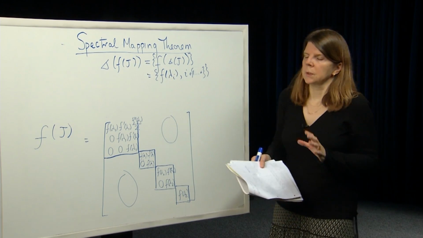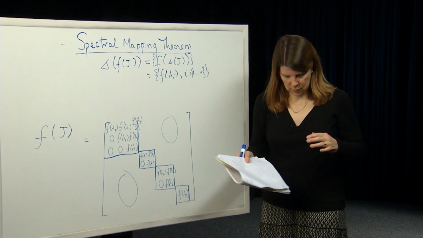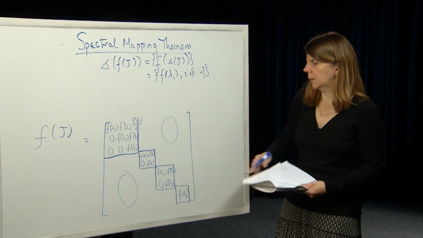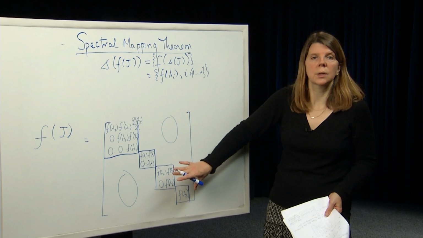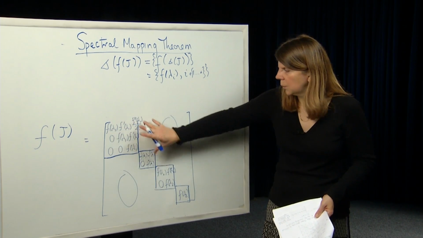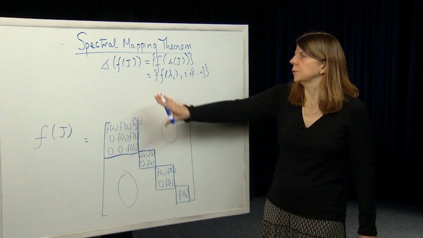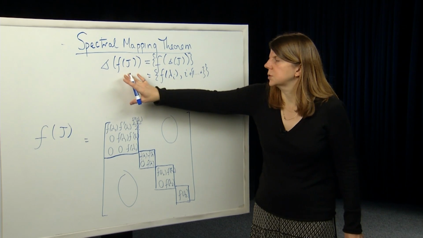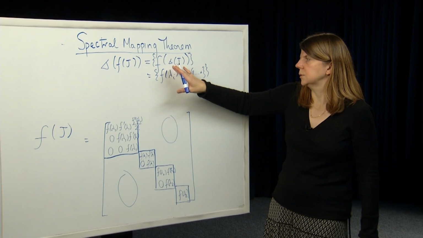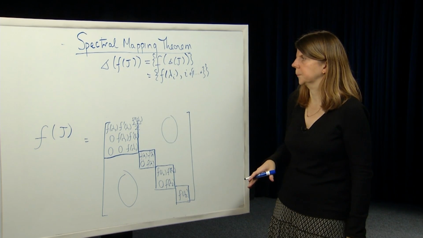So we've done a recap of the Jordan form of a matrix, and then a recap of the functional form of that matrix, f of J. So we have a general form. Once we're given the Jordan form and the function that we want to calculate of that matrix, we can write down the function of the matrix by inspection. And from that general form, we get the spectral mapping theorem, which states that the eigenvalues of f of J are the function evaluated on the eigenvalues of the matrix J.